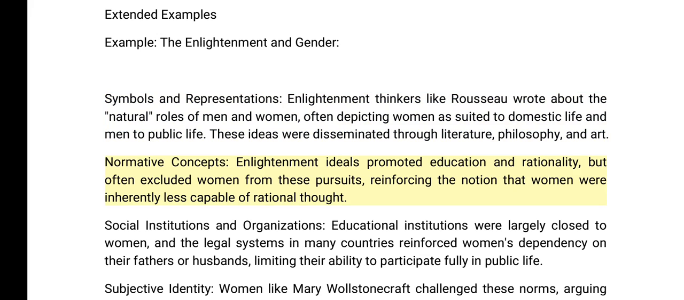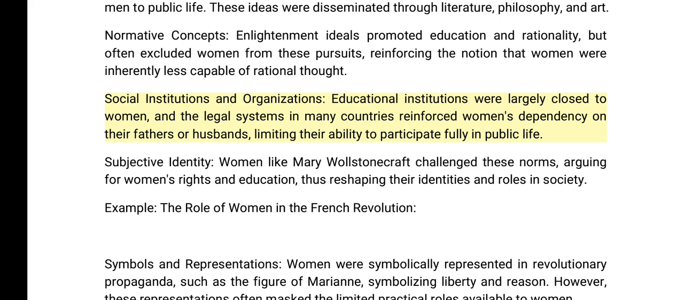Normative concepts. Enlightenment ideals promoted education and rationality, but often excluded women from these pursuits, reinforcing the notion that women were inherently less capable of rational thought. Social institutions and organizations. Educational institutions were largely closed to women, and the legal systems in many countries reinforced women's dependency on their fathers or husbands, limiting their ability to participate fully in public life.